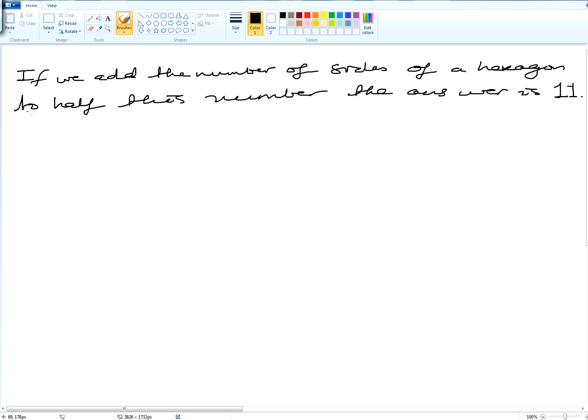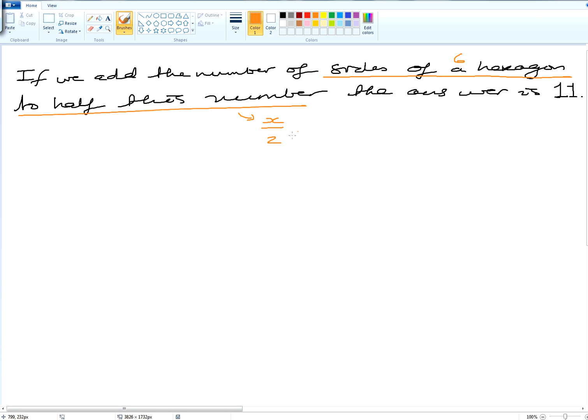Okay. Here's the next question. If we add the number of sides of a hexagon, now, how many sides? Alright, Ismail, how many sides does the hexagon have? 6. Well done. So it goes, if we add the number of sides of a hexagon to half this number, how do you write down half this number? Half the number is written as x divided by 2.